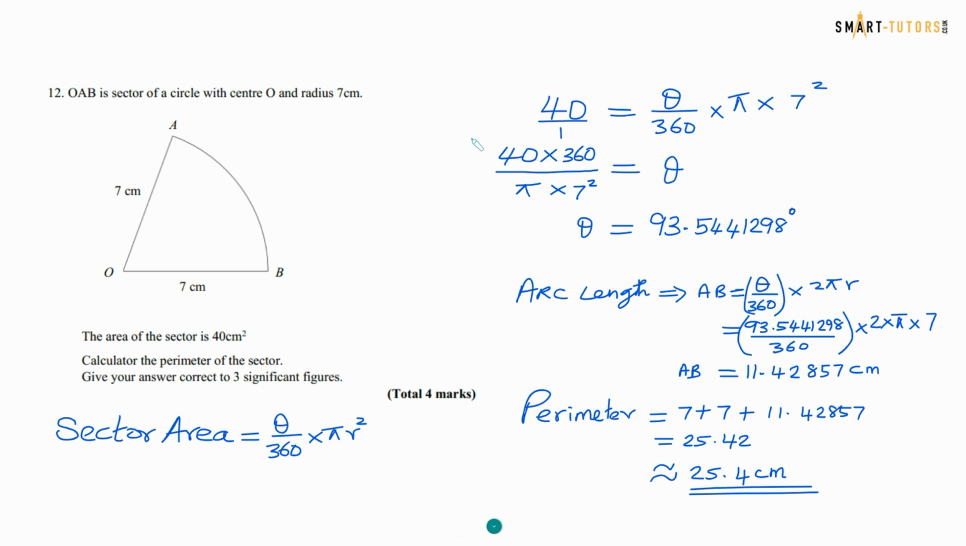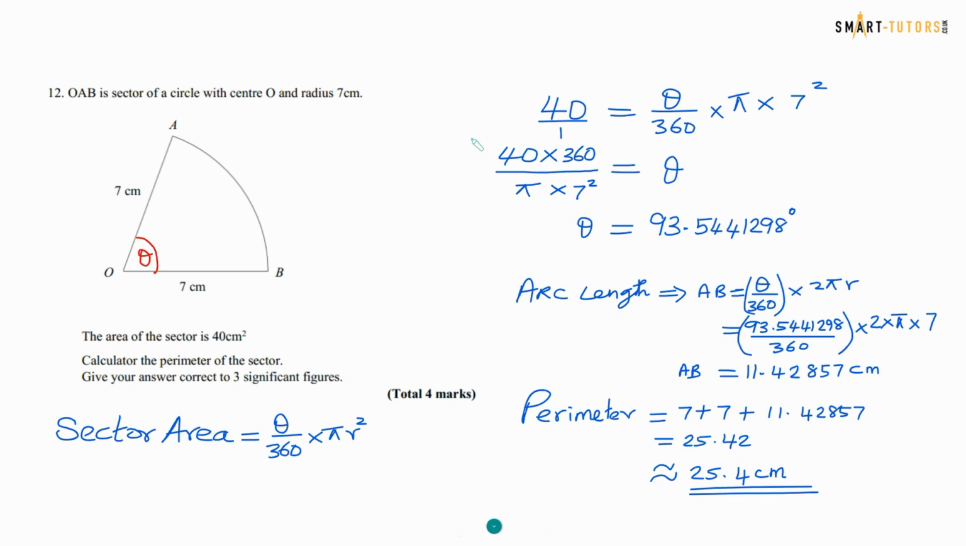Give your answer correct to 3 significant figures. So sector area equals theta over 360 times pi r squared. So 40 equals theta over 360 times pi times 7 squared. So you rearrange the formula to make theta the subject. The theta is the angle between the two radii.